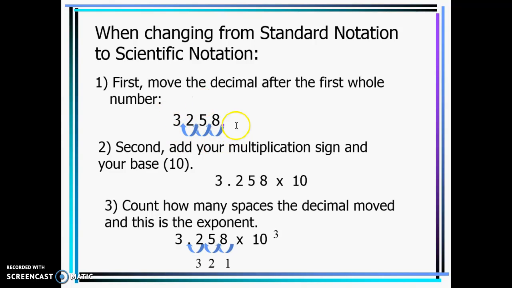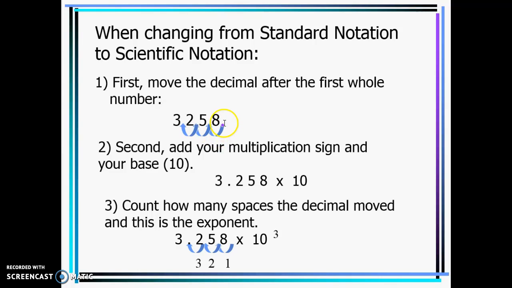Okay? So the first thing you're going to want to do is: 1, identify where your decimal is. 2, identify whether this number is greater than or less than 1. Remember, if it's greater than 1, your exponent is going to be positive. If it's a number less than 1, your exponent is going to be negative. In this case, 3,258 is a number greater than 1, so I know that my exponent is going to be positive. So I can write my times 10 and know that my exponent is going to be a positive number.